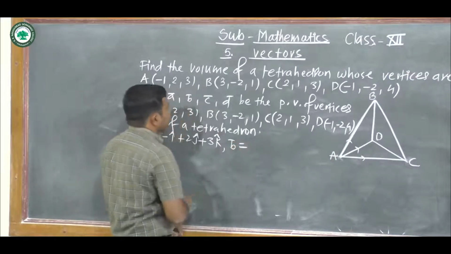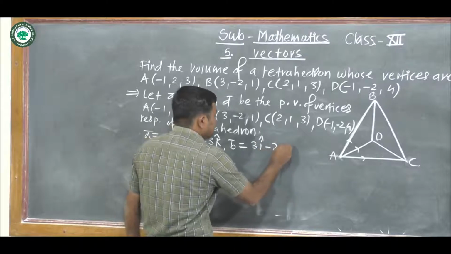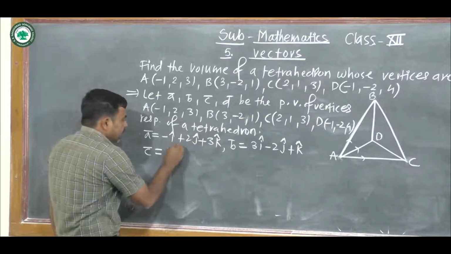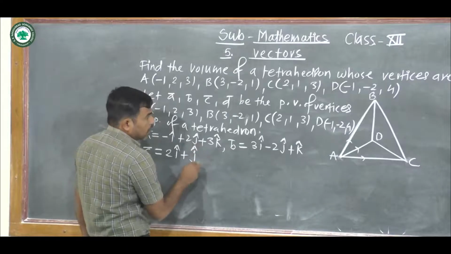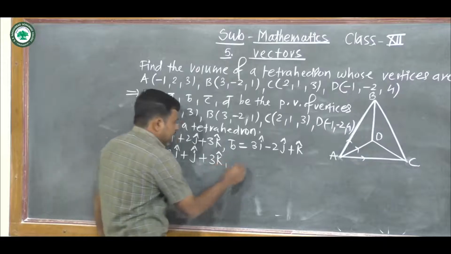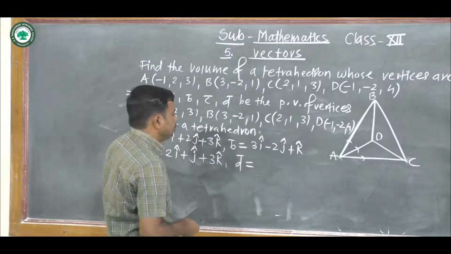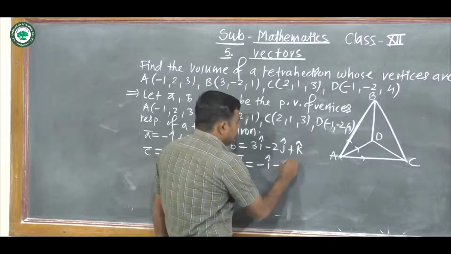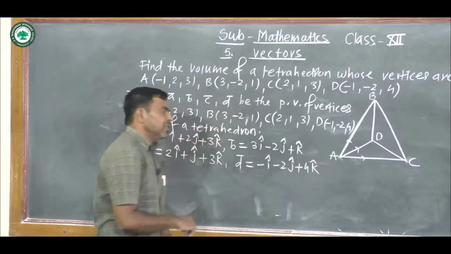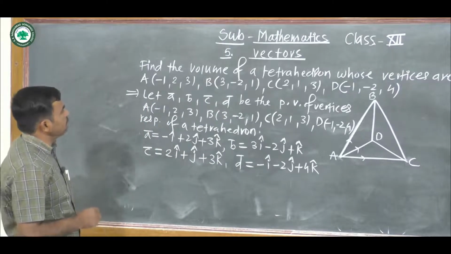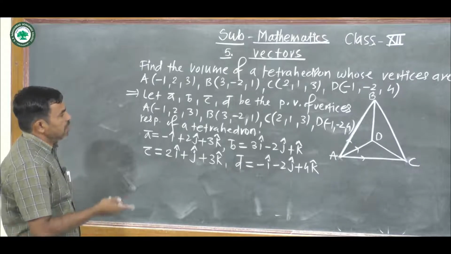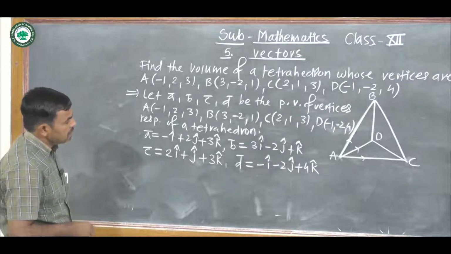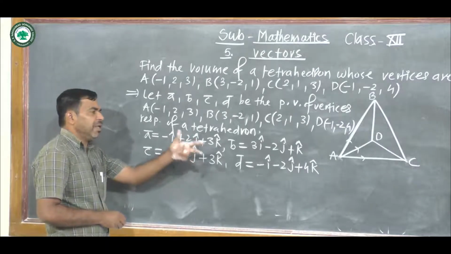B bar is 3i cap minus 2j cap plus k cap. C bar is 2i cap plus j cap plus 3k cap. And d bar, the position vector of point D, is -i cap minus 2j cap plus 4k cap. So once again: A bar is -i cap plus 2j cap plus 3k cap, B bar is 3i cap minus 2j cap plus k cap, C bar is 2i cap plus j cap plus 3k cap, and D bar is -i cap minus 2j cap plus 4k cap. As we have seen, we have to find AB bar, AC bar and AD bar.